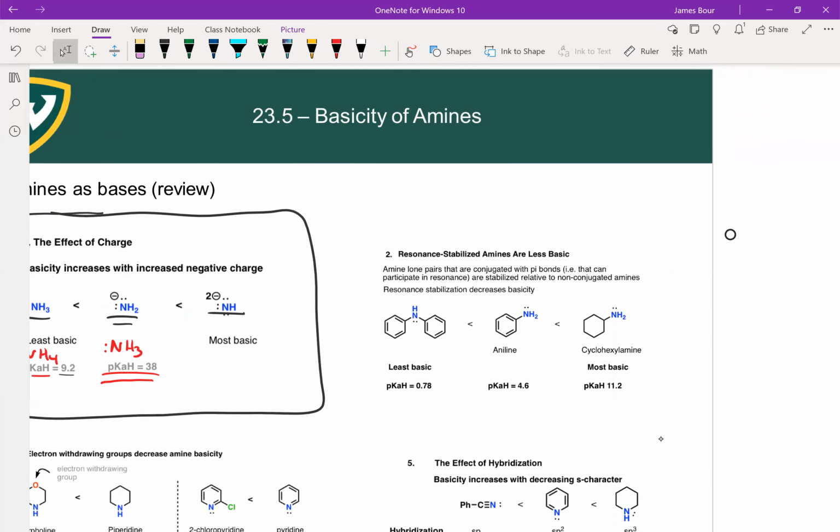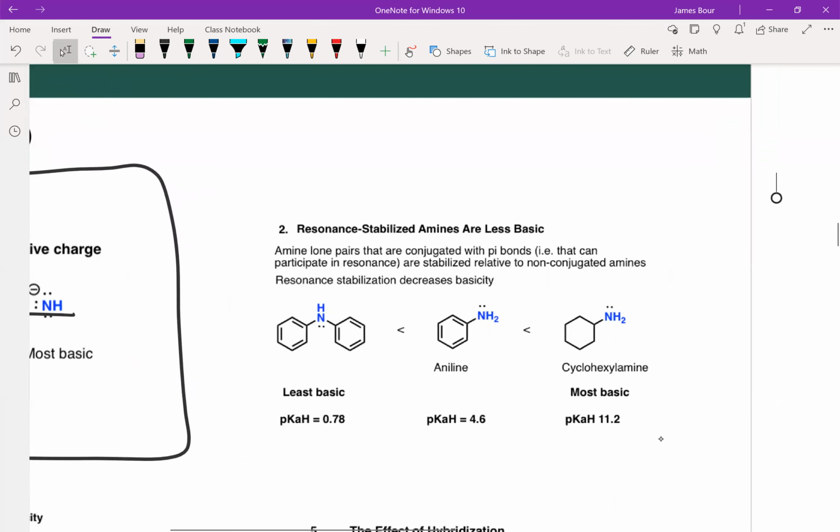The second thing that determines amine basicity is resonance stabilization. So resonance stabilization stabilizes the lone pair, and this makes them less willing to be protonated. So the conjugate acid of this molecule here, diphenylamine, has a pKa of 0.78. The conjugate acid of aniline, anilinium, has a pKa of 4.6.